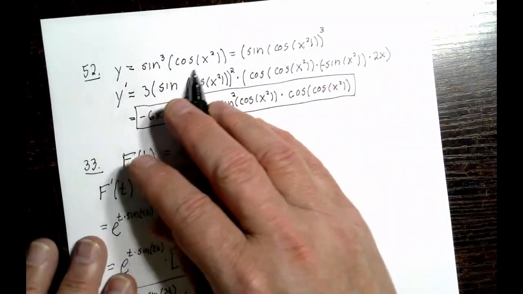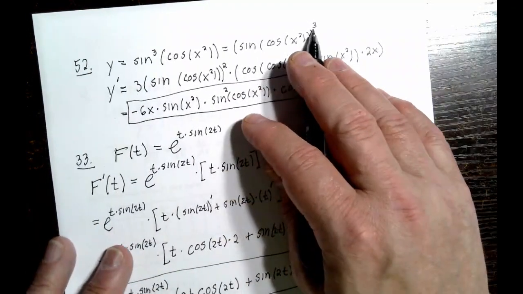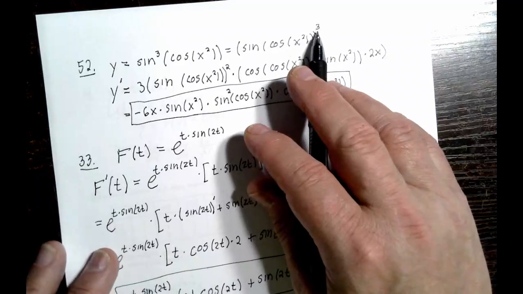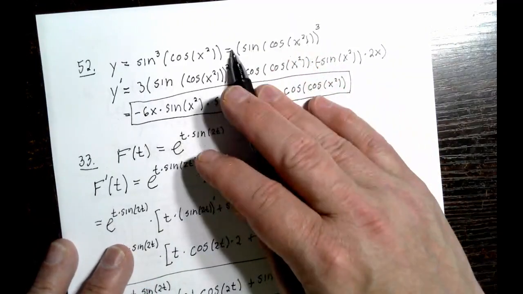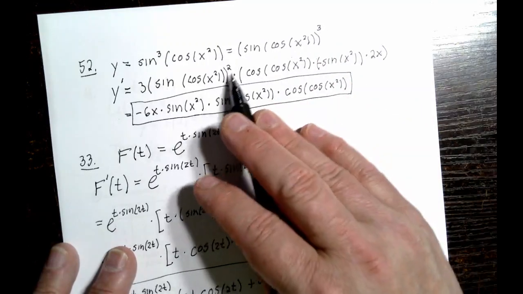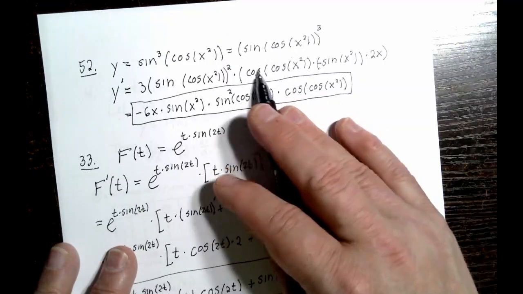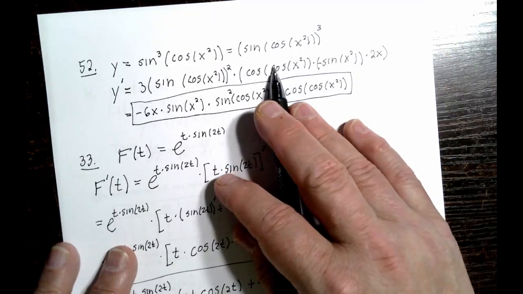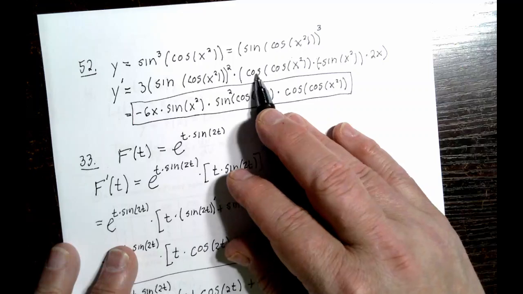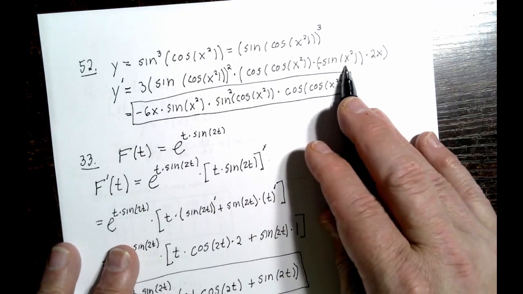Sine cubed of cosine x squared, well, that's sine of cosine x squared, quantity cubed. So when you take the derivative, you bring the 3 out front, you leave the inside untouched, subtract 1 from the exponent. Now you have to take the derivative of the inside guy. And when you take the derivative of the inside guy, you're using the chain rule again. Derivative of sine is cosine, the inside's untouched, followed by the derivative of the inside.